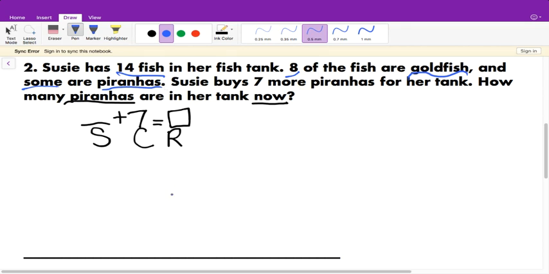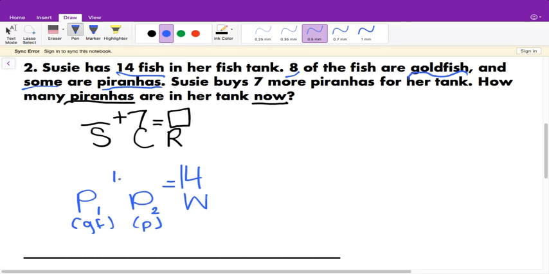So that's telling me I can solve this with a part-whole type equation. Altogether, she had 14 fish. One part is goldfish. I'll put GF for goldfish. And the other part is piranhas. So now I can figure out how many piranhas she has. So it says she had 8 goldfish plus some piranhas. So 8 plus what gives me 14?